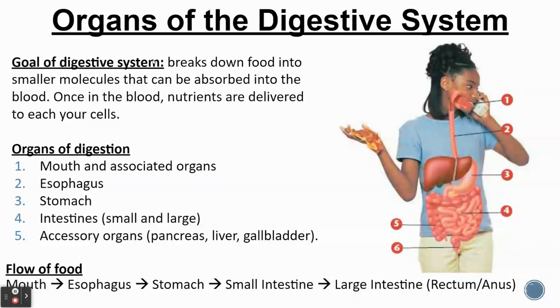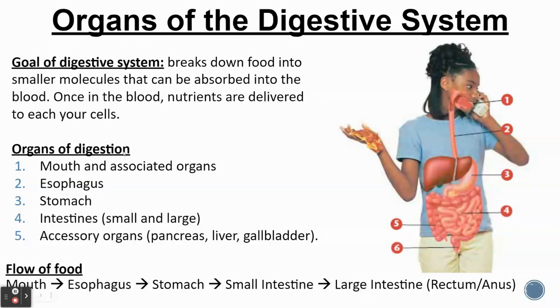So again, the whole goal of the digestive system is to break down food into smaller molecules so that you can absorb it into the blood. And then once it's in the blood, your blood can deliver those smaller nutrients all over to your body cells. So things like sugar need to go to your body cells so you can do cellular respiration. And so how do you get sugar into the blood? Well, it comes in your food, so you have to break it down first, then it can be absorbed and then go into the blood.